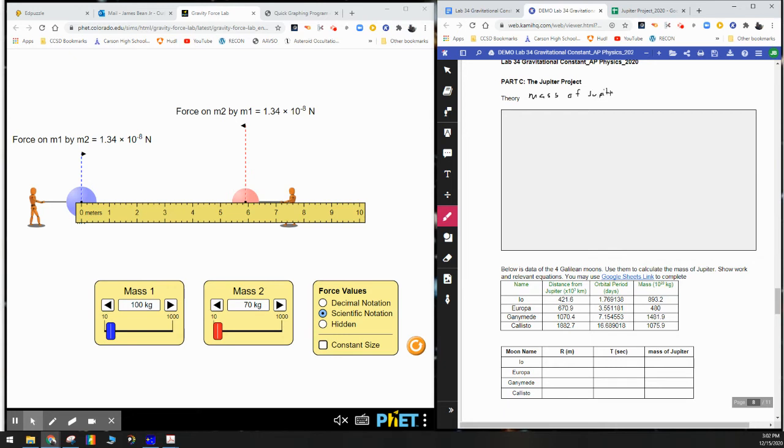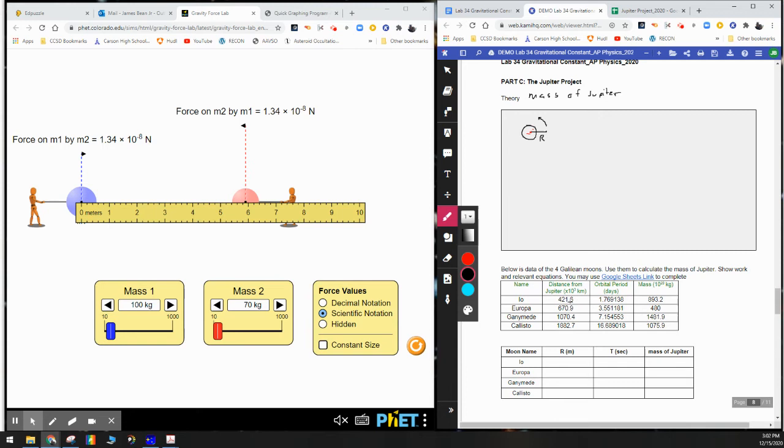Okay, mass of Jupiter. Here's how we do this. Here's Jupiter, and here's the red spot on Jupiter right here. It's got some bands going this way. Here's maybe one of the moons, going around like this. This distance here is going to be r, the distance from Jupiter.